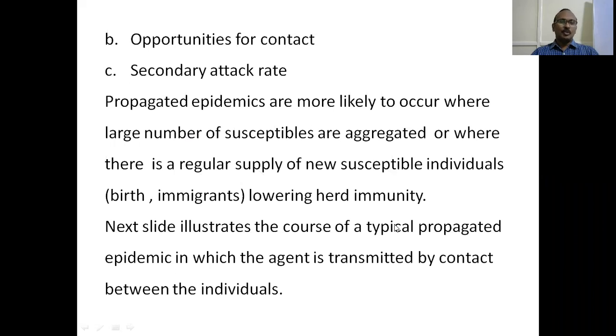Propagated epidemics are more likely to occur when a large number of susceptibles are aggregated, or where there is a regular supply of new susceptible individuals like births and immigrants, lowering herd immunity. So as long as there is an increased number of births, as long as there are increased numbers of immigrants, we keep on having a large number of susceptibles, and there is every chance of a propagated epidemic occurring in the community. The next slide shows the course of a typical propagated epidemic, in which the agent is transmitted by contact between individuals.